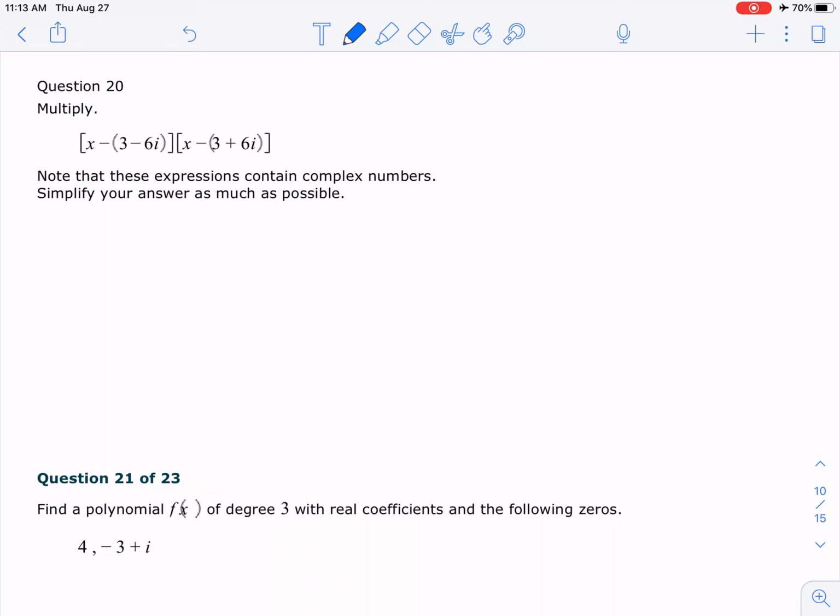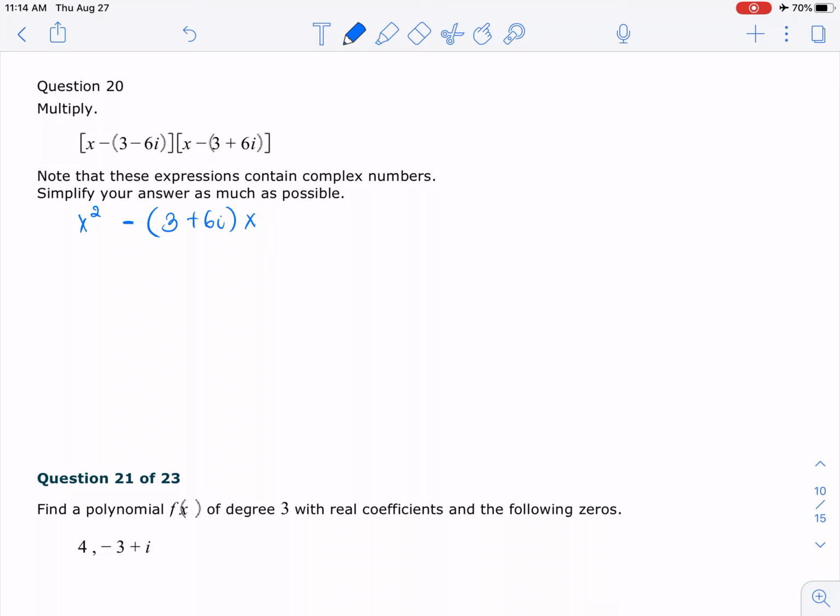For number 20, I understand that this problem can get really messy, so make sure you do it carefully, but hopefully you can recognize that 3 minus 6i and 3 plus 6i are complex conjugates. So let's just FOIL. So we have x squared, and then we're going to multiply 1 by 1, right? So I have negative 3 plus 6i times x.